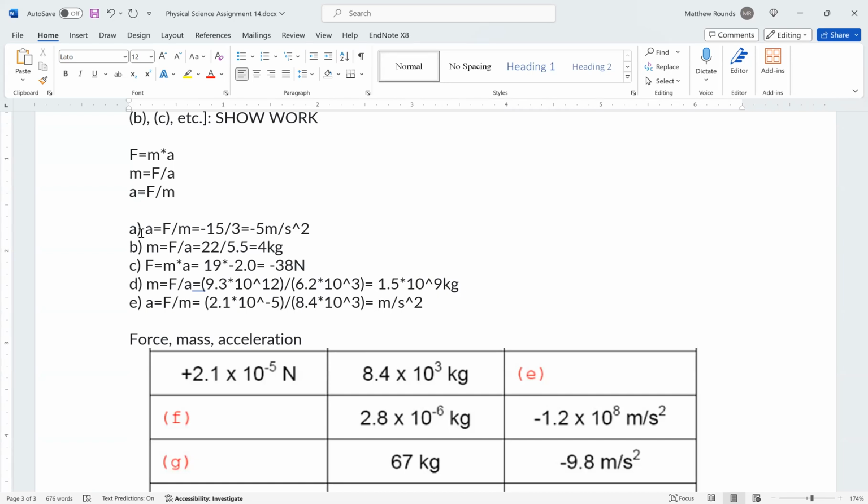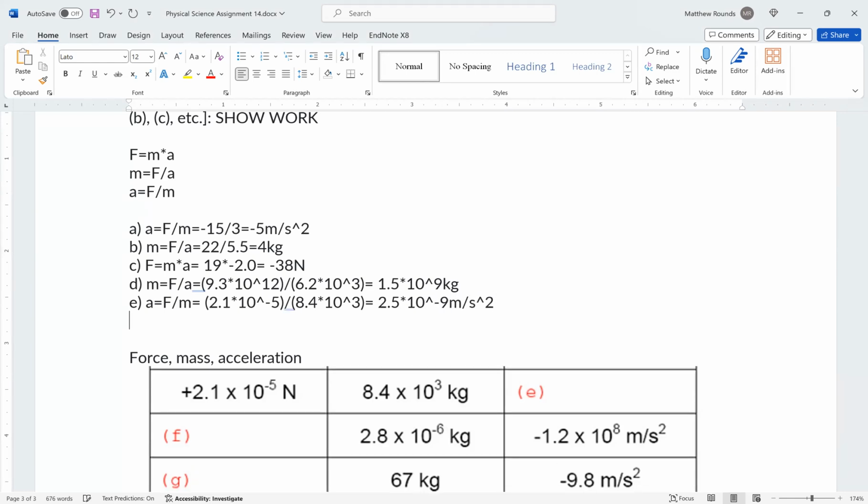All right, there we go. Just sent it in chat again. 2.5 times 10 to the -9. I'm not sure where they're going with this because it's just kind of a weird number.